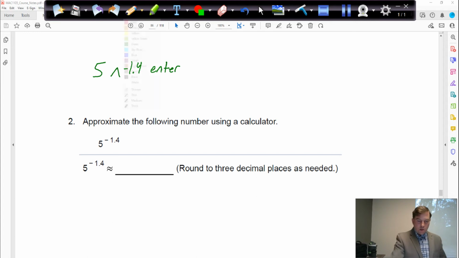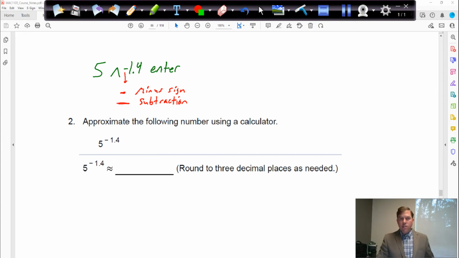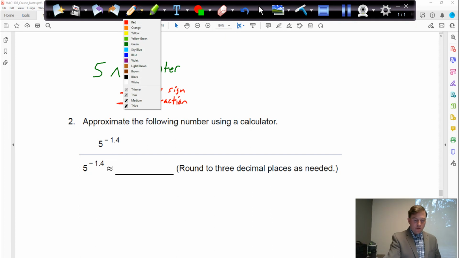Now, let me caution you here. There are 2 different minus signs on most calculators. There's a subtraction button, which is longer. So this means subtraction, and we don't want that. We're trying to raise it to a negative power. So look on your calculator, there will be a smaller little minus sign like this, and that is the minus sign you want. I've seen people try to use the subtraction key for this, and it will throw an error. So make sure you're looking for a smaller little minus sign. Use that button to make the 1.4 a negative number.